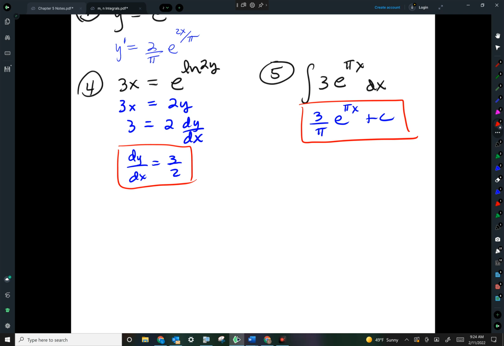Okay. And then is e to the pi x a shortcut or no? Okay, so what kind of shortcut? What do you do? So you mean e to the pi x? Yeah, and then what? What do you do with the pi?